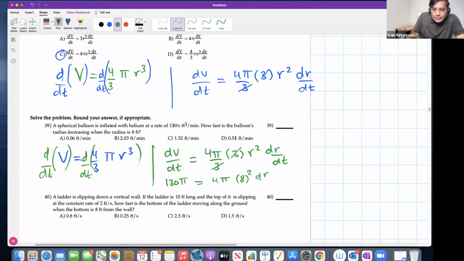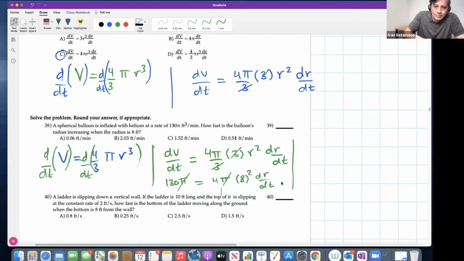And this is squared, dr/dt. The only quantity that is not known is dr/dt, that's what they want you to find, right? So you gotta divide this into this. The pi's, you can cancel them, right? Dividing pi by pi on both sides, right? So do this, 130.